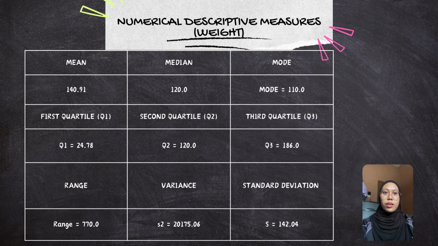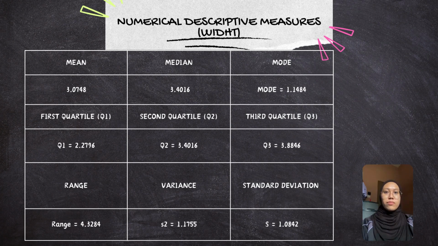Next, for width, mean is 140.91, median is 120, mode is 110, first quartile is 24.78, second quartile is 120, third quartile is 186, range is 770, variance is 20,175.06. Lastly, standard deviation is 142.04.